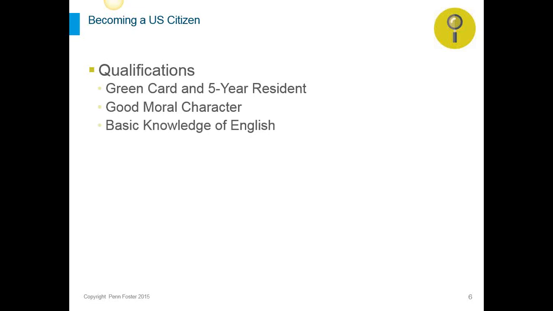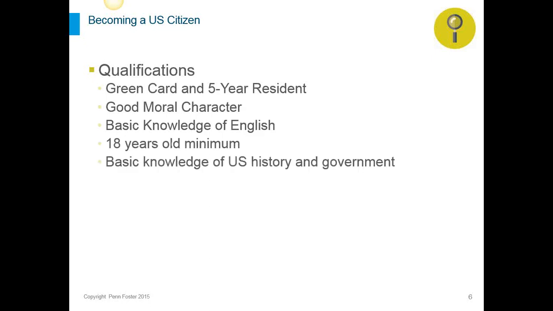There has to be a basic knowledge of the English language. They have to be at least 18 years old. And they also have to pass a basic knowledge exam on U.S. history and American government. So once these basic qualifications are met, that is when a person is able to fill out an INS application. The Immigration and Naturalization Service has an application that people have to fill out in order to apply to become a U.S. citizen.